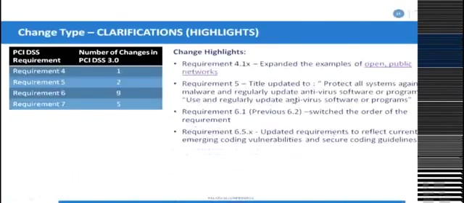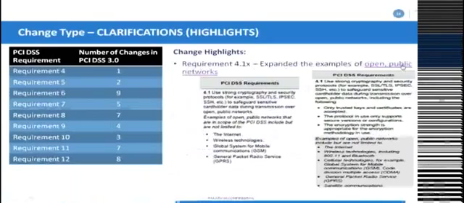Moving on to the next slide, looking at requirement 4.1, the explanation in terms of what are the examples of open public networks. This is a snapshot from PCI DSS 3.0. The block you see on the left side is version 2.0. The one you see on the right is version 3.0.